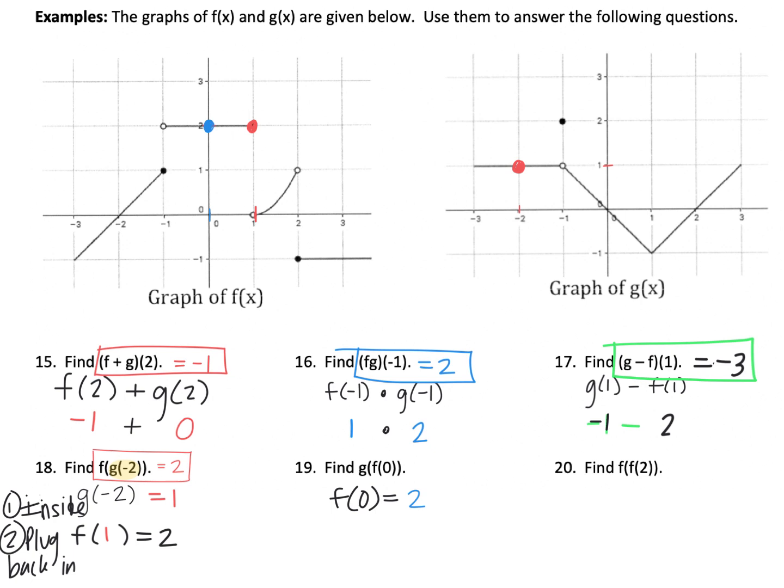And now that I know what the inside part is, I plug it back into g, or whatever function it tells me. So g, not of f of 0, but g of, we know what that is, 2. So you go to your graph again, but this time we're on g, so g of 2 is right here, 0.